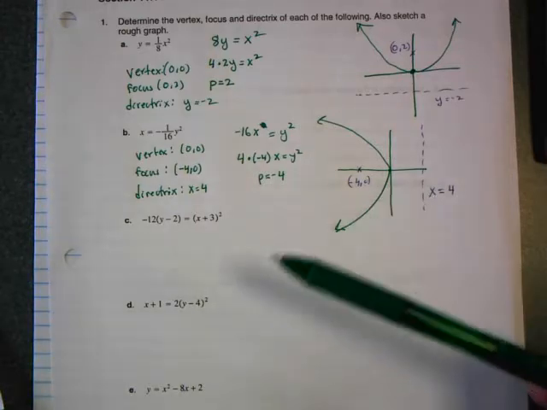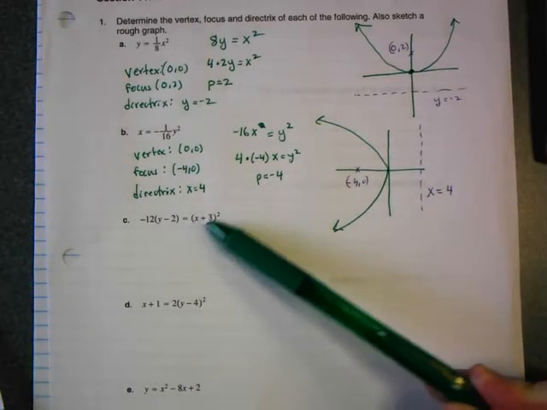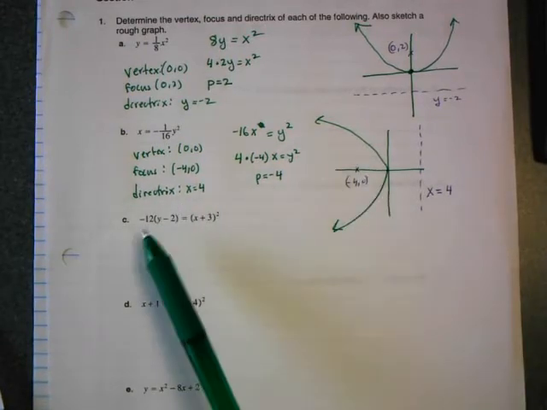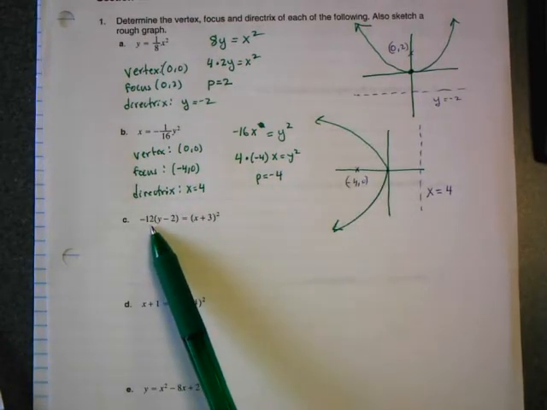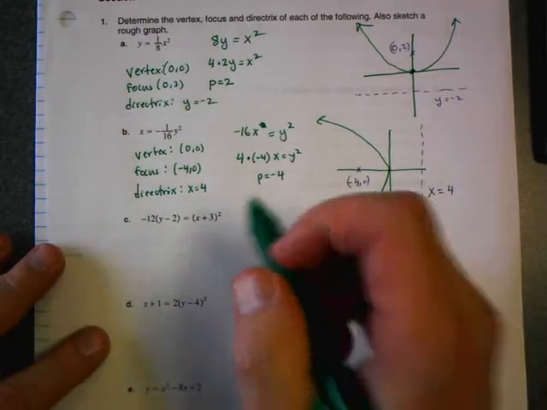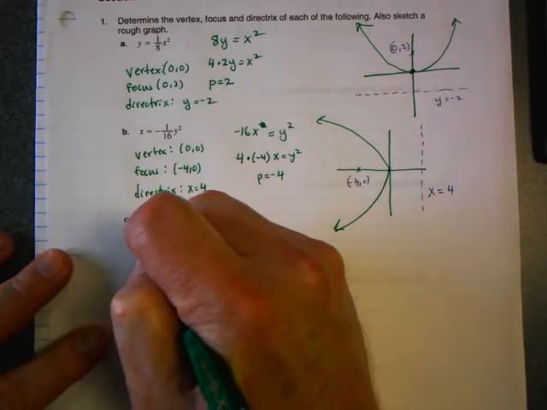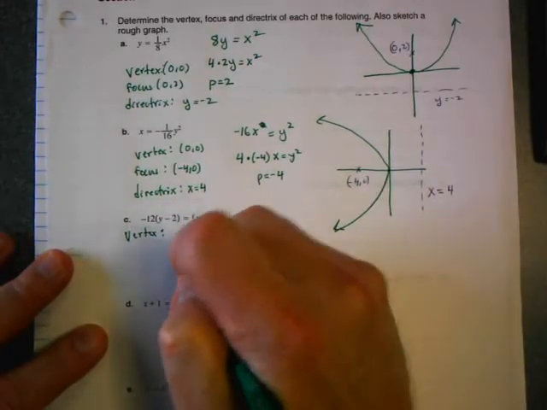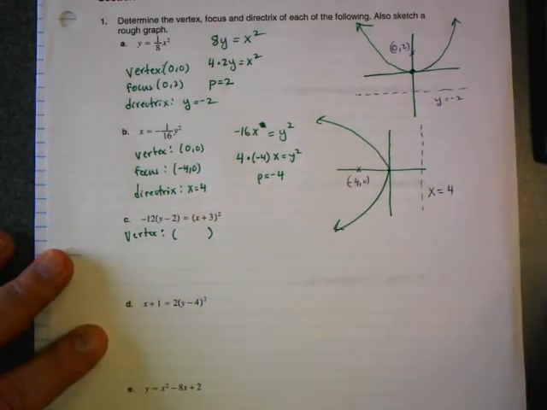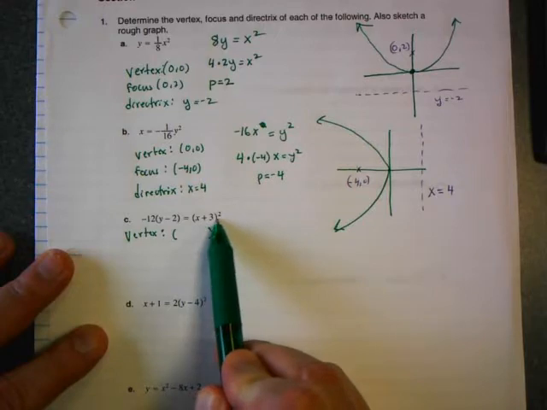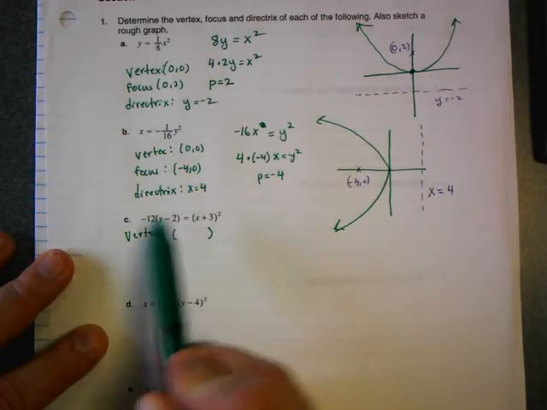So I see two things. I see that the x is squared. That tells me up or down. Over here, I see that this number is negative. That tells me down. So this one's definitely a down. Where's the vertex? Not 2, -3. -3, 2. Why -3, 2? The 3 goes with the x number, and the 2 goes with the y number.